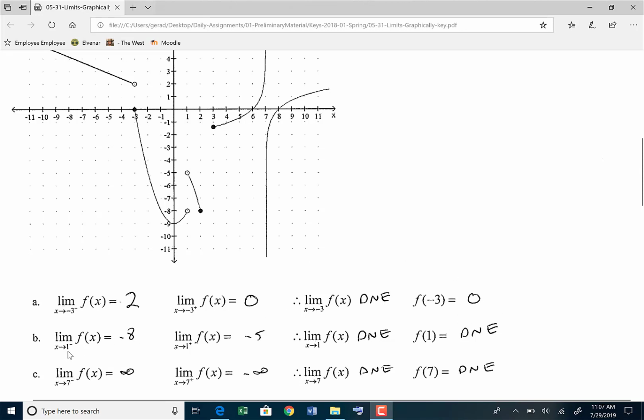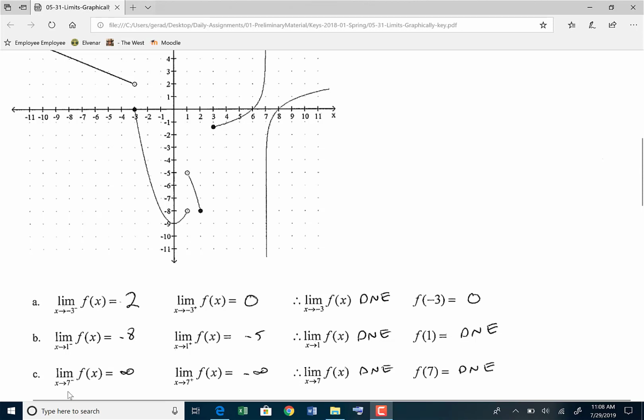Part B, we're going to look at positive 1. Same thing. The left of positive 1, our y value is negative 8. The right of positive 1, there it is, negative 5. And neither one of those are solid. Okay, I jumped the gun. So because those two are different, the limit doesn't exist there. And because they're both open dots, neither is solid, the function evaluated at that x value of 1 also does not exist.